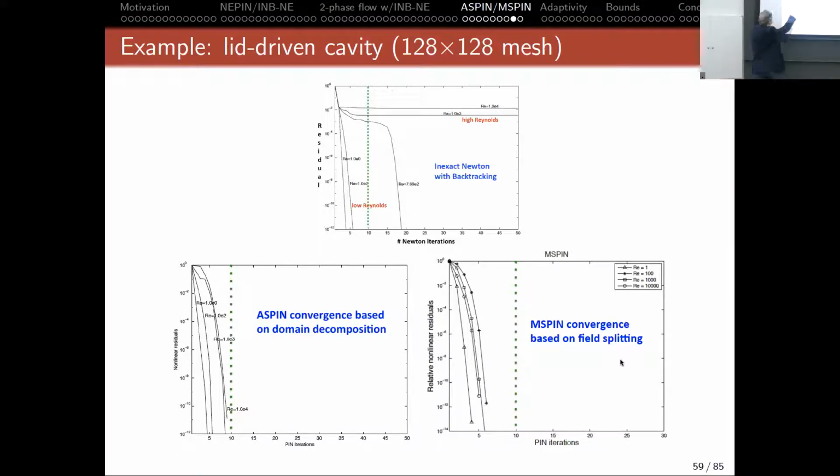And that green line shows the 10 iteration mark, which is satisfied in spades by both ASPIN and MISPIN. By the way, ASPIN with field split, the block-Jacobi method, is usually not very satisfactory. But ASPIN with the domain decomposition method often is. If you want to do field splitting, it's much better to go multiplicative.